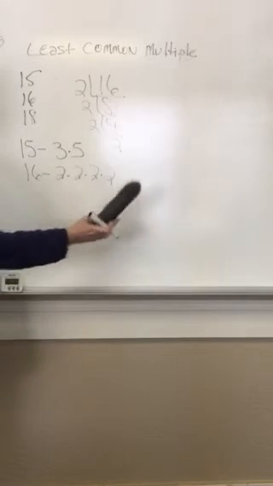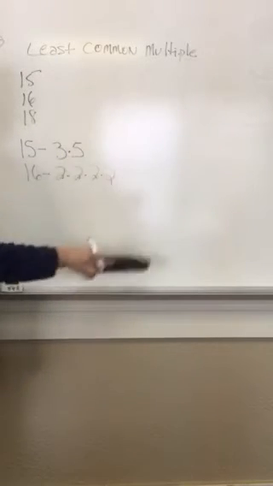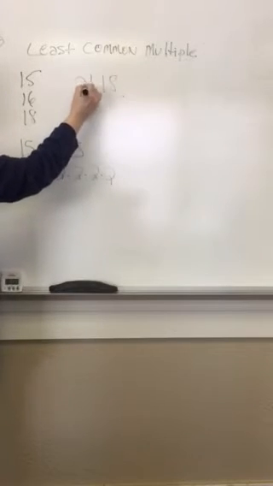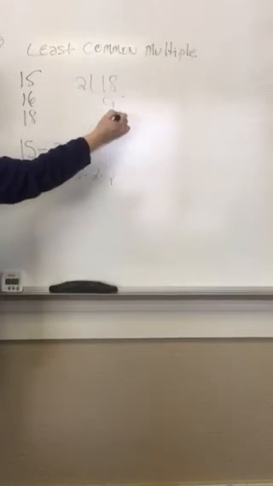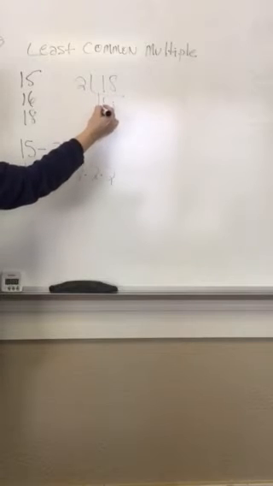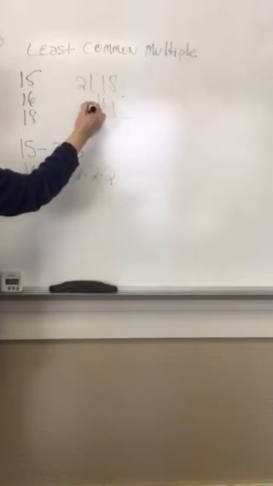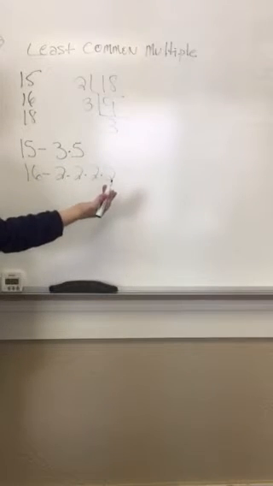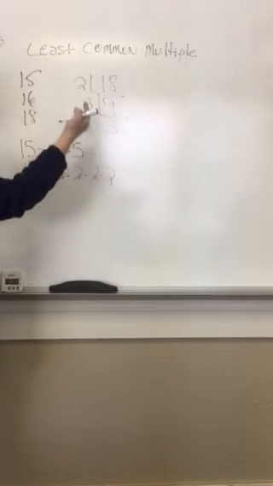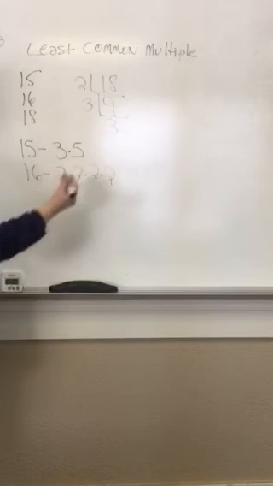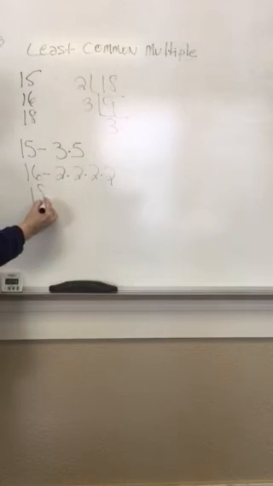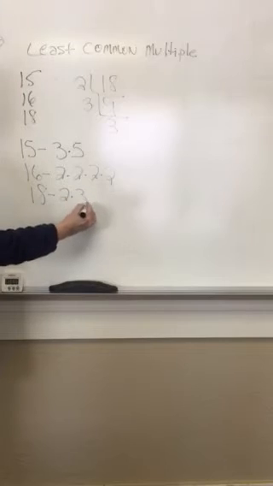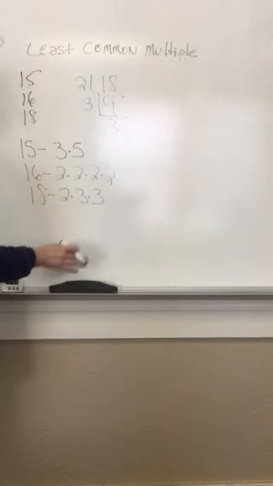Lastly, we're going to factor 18. 18 factored, beginning with 2. 2 will go into 18 9 times. 2 will not go into 9, so now we're trying 3, and we do know 3 goes into 9 3 times, and we're finished. So the factors of 18 are 2 times 3 times 3. Writing this underneath the other two: 2 times 3 times 3.